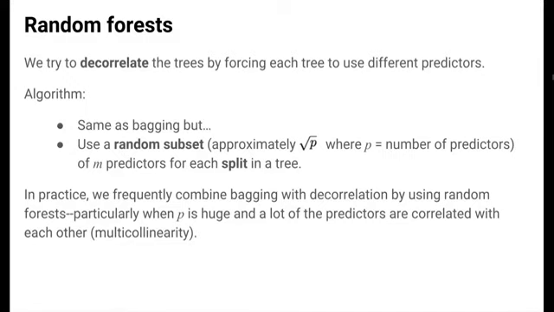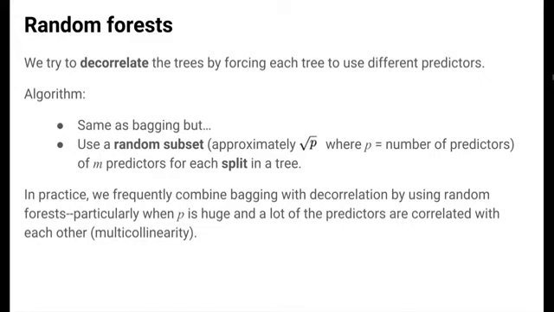In random forests, we try to decorrelate the trees by forcing every tree to use a different subset of the predictors. So the algorithm is actually the same as bagging, but with one small tweak. In bagging, when we build a single decision tree, every split is allowed to consider all of the possible predictors. We tweak that in random forests. In random forests, every split in building a single decision tree is only allowed to consider a random subset of M predictors. Usually we pick M to be about the square root of P, where P is the total number of predictors.